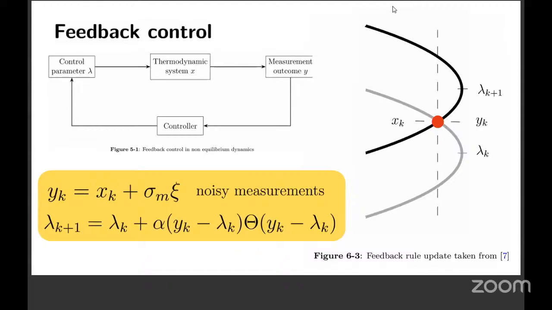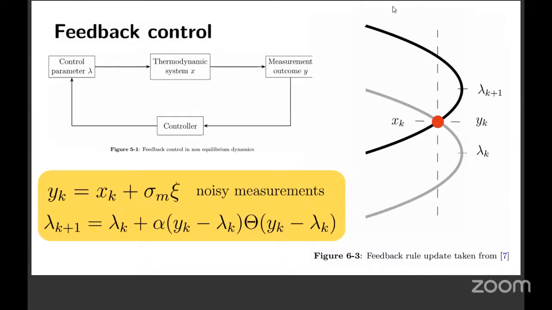And you measure it with some noisy measurement. That noise will be characterized by some Gaussian noise of amplitude sigma m. And that outcome I will call y. Based on that outcome, I can modify some external parameter that I will call lambda, which in this case will be the position of the optical tweezer, of the trap.